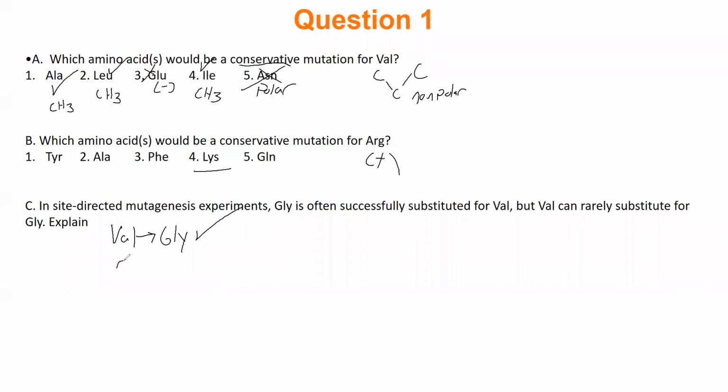However, I cannot go from glycine to valine. That won't work. The protein won't work anymore. Who can think of a possible explanation as to why that is the case? Why can I go from valine to glycine, but not glycine to valine? Anyone have any ideas?